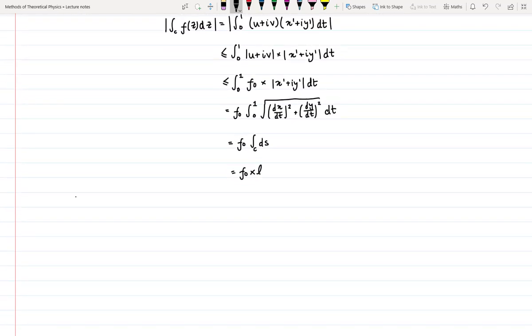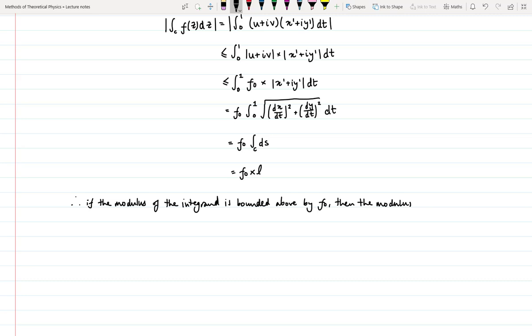The outcome of this is that if the modulus of the integrand is bounded above by the real number f0, then the modulus of the complex integral that we've written above is bounded above by f0 times L, where L is the length of the path of integration.